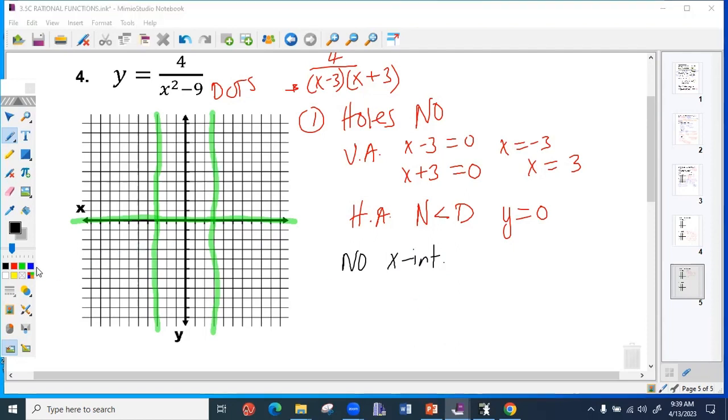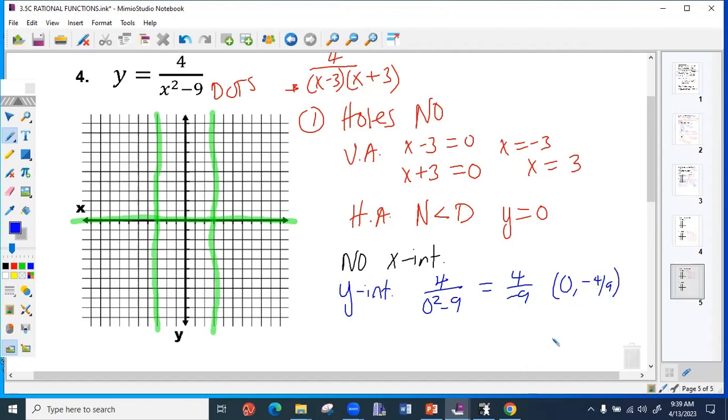Can there be a y-intercept? Yes. How do we find our y-intercept? We plug in 0 for x. So everywhere there's an x, we plug in 0. So we have 4 over 0 squared minus 9, which is just 4 over -9. So our intercept is going to be at 0, -4/9.